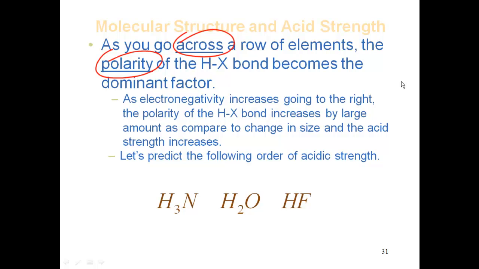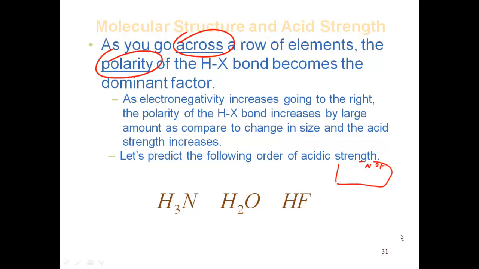Now, H3N, H2O, and HF are all in the same row. So you have nitrogen, oxygen, and fluorine all in that same row. We're saying that size isn't going to matter here. What's going to dictate here is polarity. And as I said, most of the time polarity is what's going to dictate it. The exception really is going down a column.